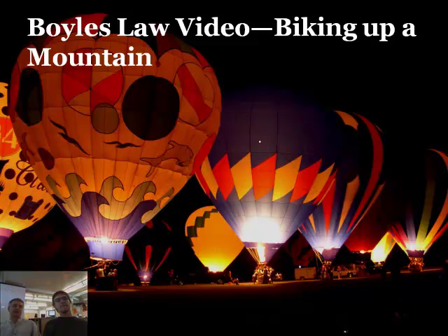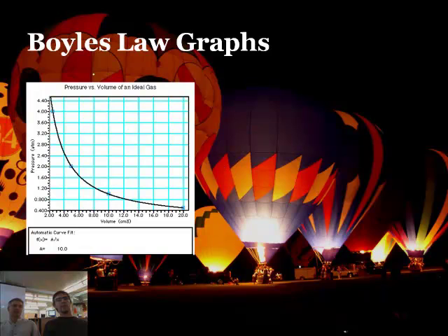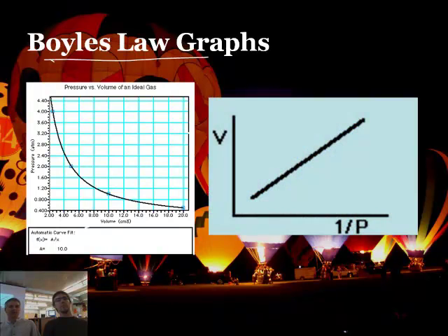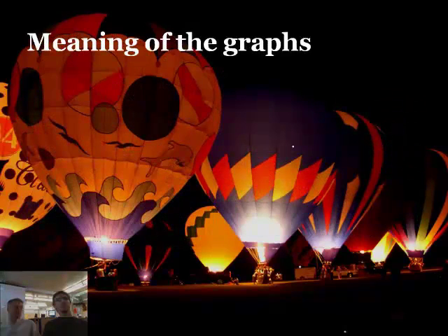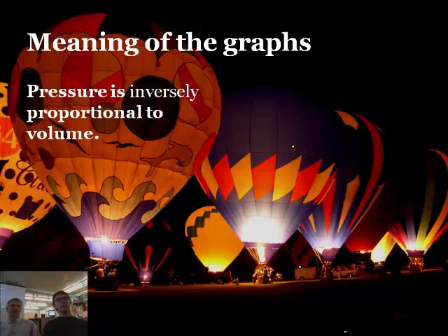This is actually, folks, what you do, copy this down. This is the graph of Boyle's Law. So pressure up and the volume goes down. This is the graph. This is said to be inversely related. The way we know that is if you plot a graph of volume versus 1 over the pressure, you get a straight line. And that is the equation. The meaning of the graphs: pressure is inversely proportional to volume, which we said already. If one variable doubles, the other one is half.